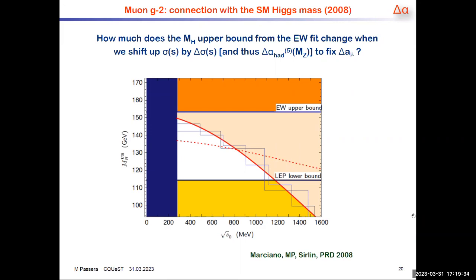And at the time, the 95% confidence level upper bound on the mass of the Higgs was this value here, 150, 160 roughly GeV. Now, there was also a lower bound already at the time that was from LEP. LEP did not find it up to 114. So this was the window between these two. This was the allowed region in between. So our question was, if you fix the g-2 by changing the hadronic cross-section, how much do you change the global fit? And in particular, how much do you change the prediction of the Higgs mass?